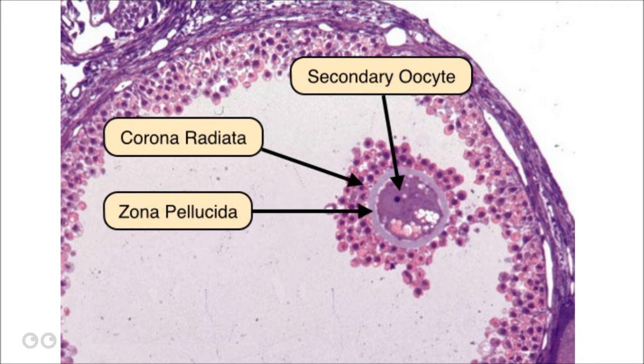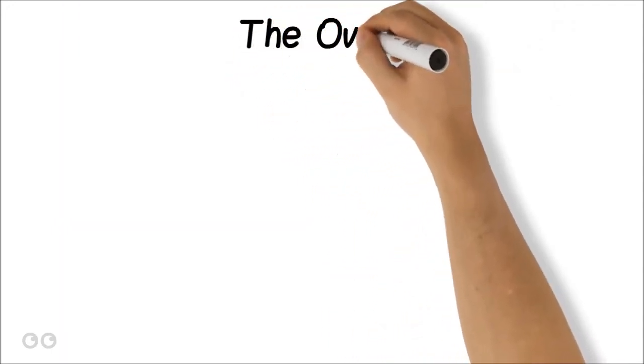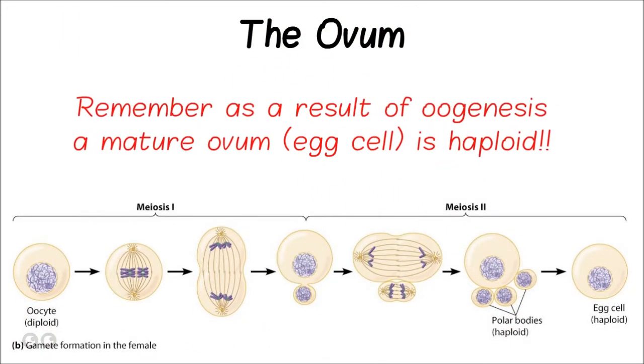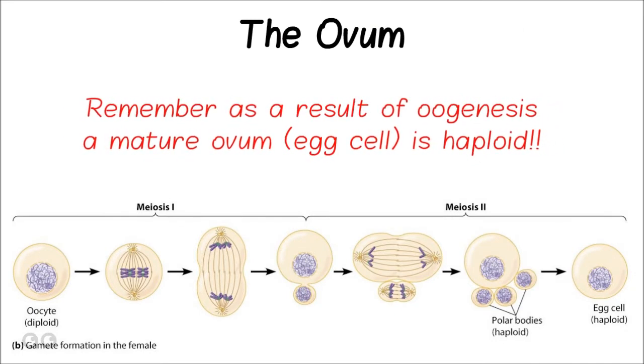After ovulation, which is the release of a mature egg or ovum from an ovary often midway through the 28-day menstrual cycle, the ovum lives for 12 to 24 hours. Fertilization by a sperm must occur during this time for a woman to become pregnant. So as a result of oogenesis, a mature egg is haploid.